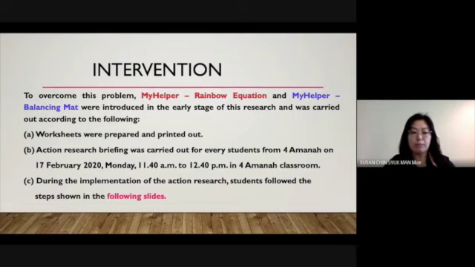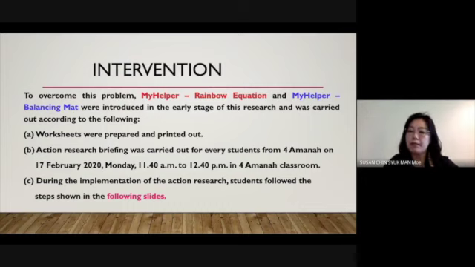So these two methods were introduced in the early stage of the research and were carried out according to the following. First of all, worksheet. One piece of worksheet will be prepared and printed out and given to the group. Action research briefing was carried out for every student from Form 4 Amanah during the early part of the year, which is on the 17th February 2020. So we had a 1 hour session.